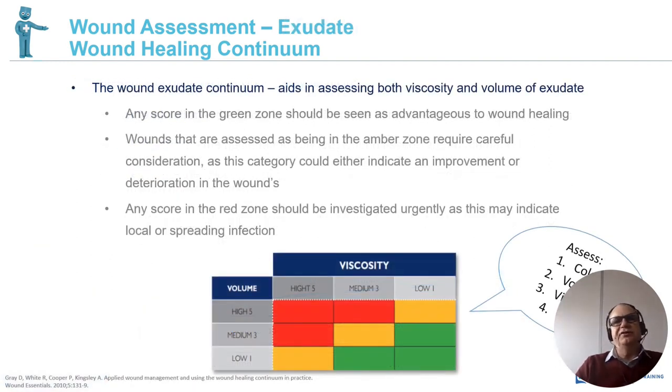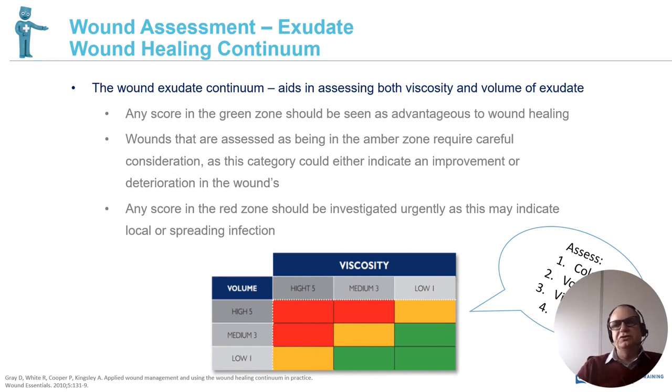The storyteller of the wound, which is the exudate. Quick question to ask here, just think about it. Do you think exudate is good or bad? Can be both. We need to look at the color, the volume, the viscosity, and if there's any odor there. So in the exudate continuum here that we see, it's quite easy to document because we look at this score according to the viscosity and the volume. So any that falls into the green zone is advantageous.